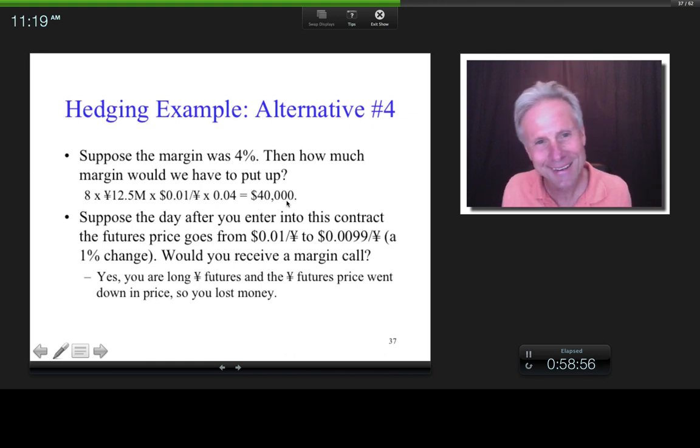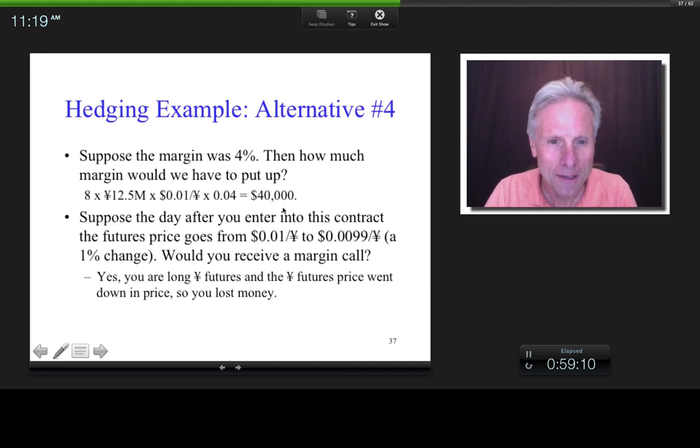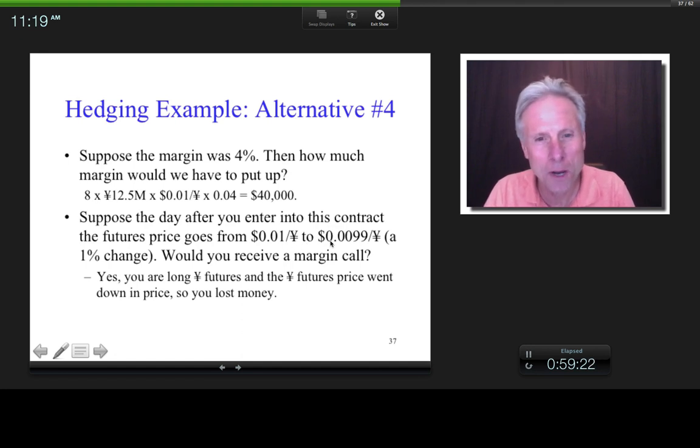Well, because it's tradable, that's why the futures stuff has to be standardized, because it's liquid. They would trade you out, and then they would give you how much money? They'd give you $35,000. So in any case, let's be specific. Let's look at what's going on here. So the futures price only changes by 1%, and we've already gone through the logic of why you would receive a margin call.